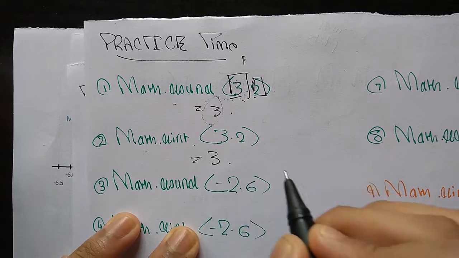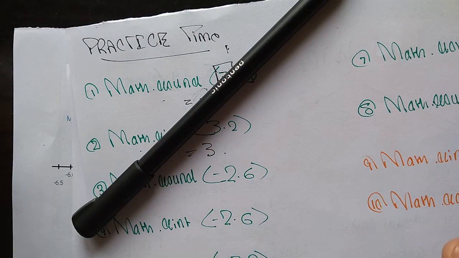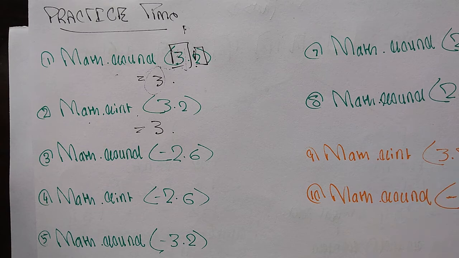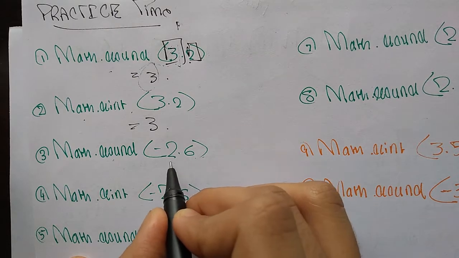No. Actually, Math.round and Math.rint are the sides of the same coin. They both are just doing the same thing. They're just rounding off the values. But they're two different methods because of some differences, which we'll see ahead. Okay. Now we get to Math.round minus 2.6.